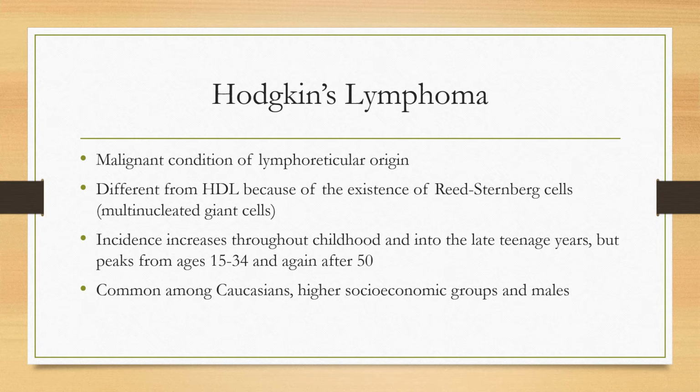And that's versus Hodgkin's lymphoma. And the difference is the presence of these Reed-Sternberg cells. Don't worry too much about it. Just know that there is a difference. And Hodgkin's lymphoma is more common in childhood, and more common in Caucasians, higher socioeconomic groups, and males.